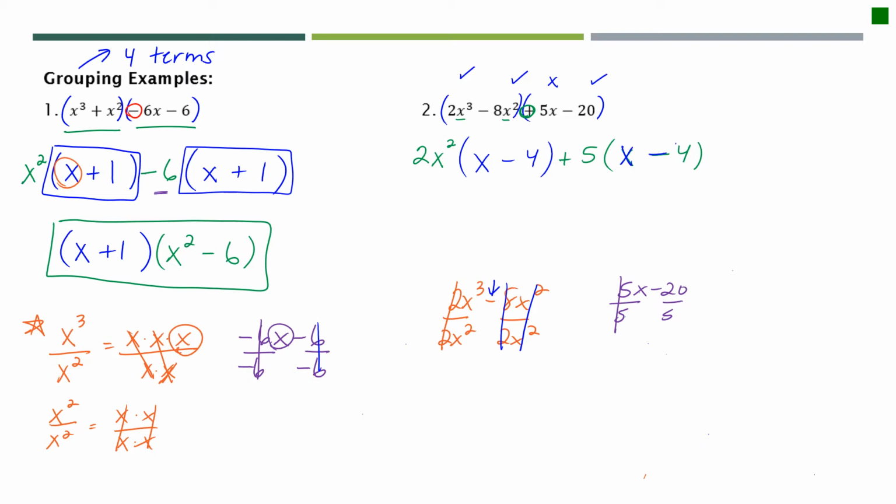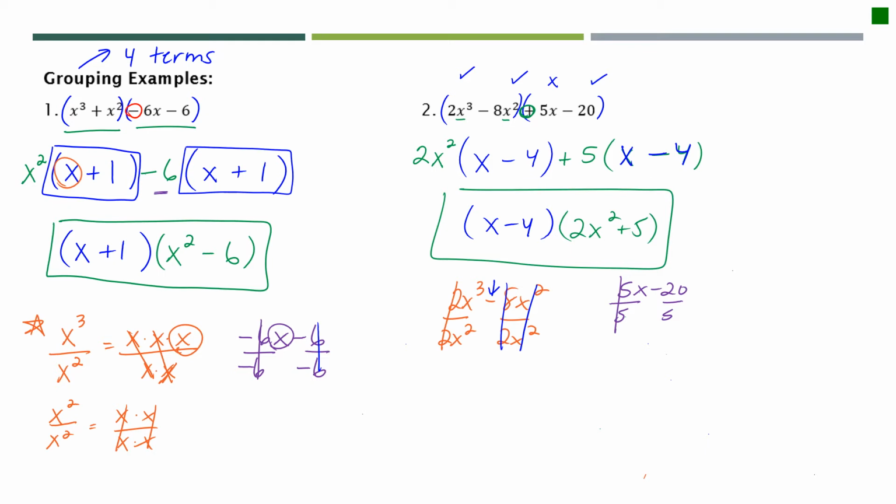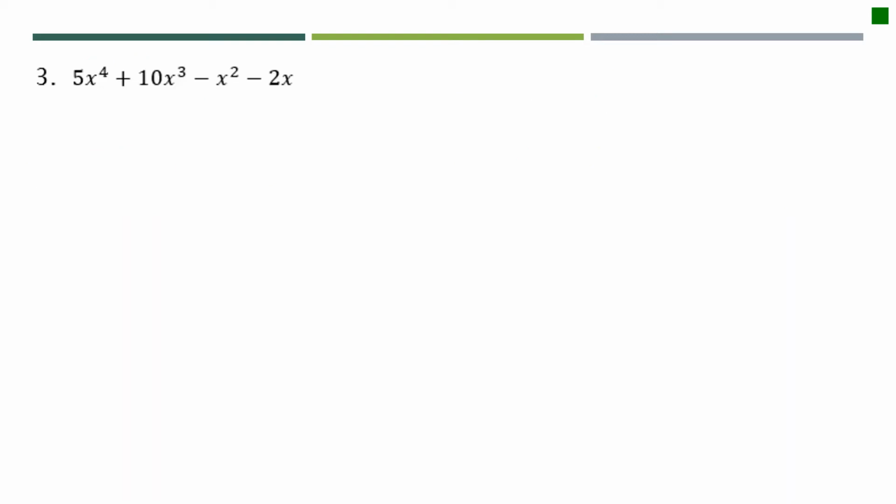So you see that the two sets of parentheses match, so that's half of my answer. And then the other half of my answer is what's written in green, which is 2x squared plus 5. One thing I do want to point out is that your answer does not have to be written in a specific order. So this answer here is perfectly acceptable, or your answer could be 2x squared plus 5 and then x minus 4. So it doesn't matter what order the factors are in as long as you have the right factors.